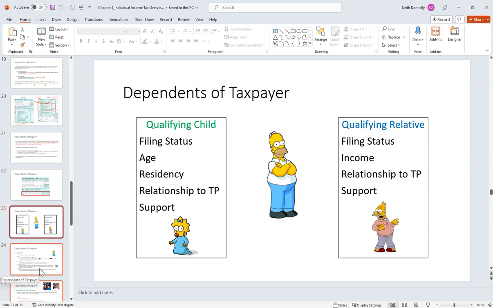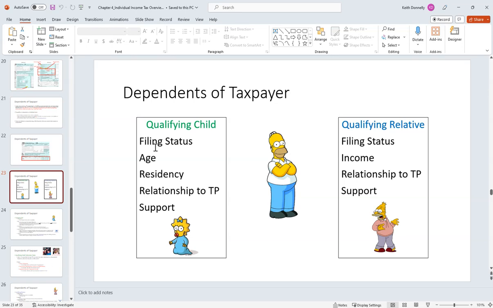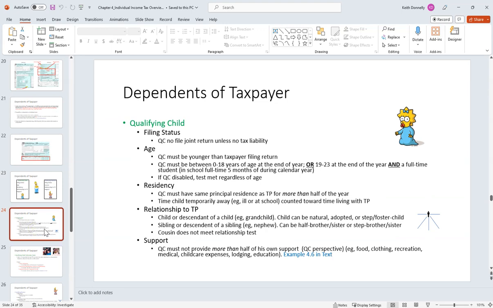So let's look at this, right? We have Homer. We're going to look at Maggie being a qualifying child, meeting that test, and then Grandpa being a qualifying relative. So you can look at it here. You have filing status, age, residency, relationship, support for a qualifying child. And then for qualifying relative, you have filing status, income, relationship, and support. So let's start here with qualifying child. We're going to break out each one of these elements.